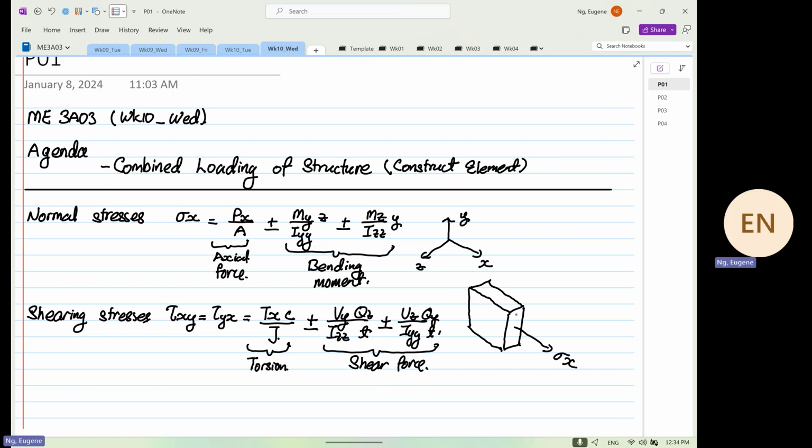So what we would like to find is shear in the XY direction, which is equal to shear in the YX direction. Now we have to be very, very cautious.